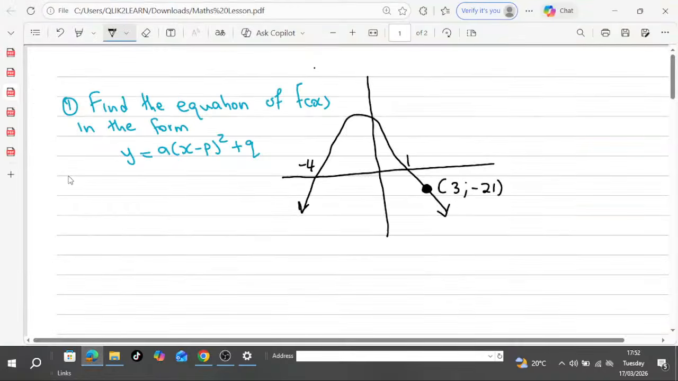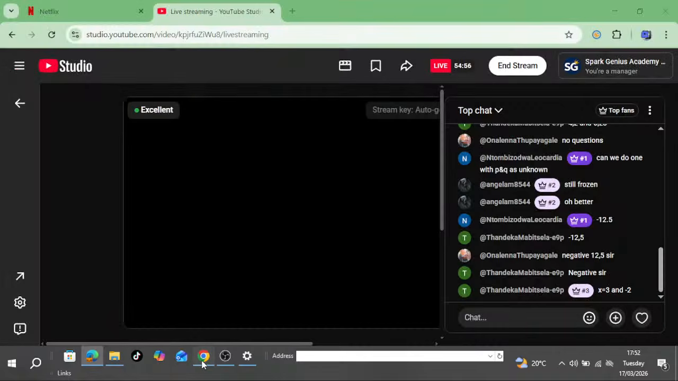Okay, so now from this problem, let's answer this. They want us to find the equation. So remember, when you have the x-intercepts, we're going to use the formula y equals a into (x minus x1) into (x minus x2). This is the formula that we're going to use. We know that x1 and x2 are your x-intercepts.